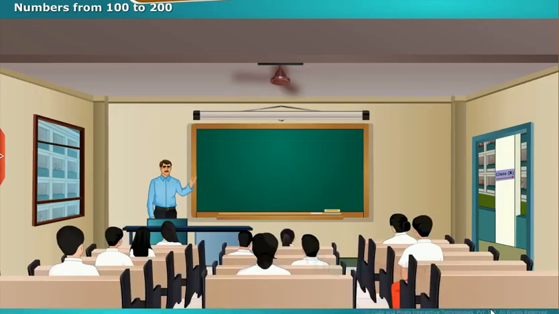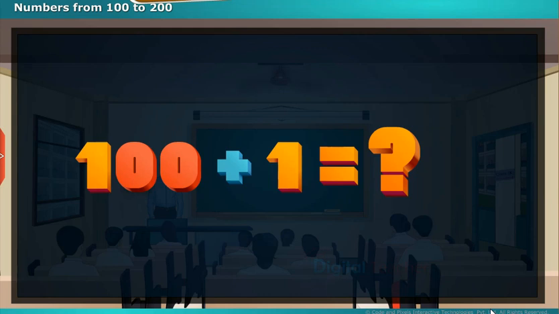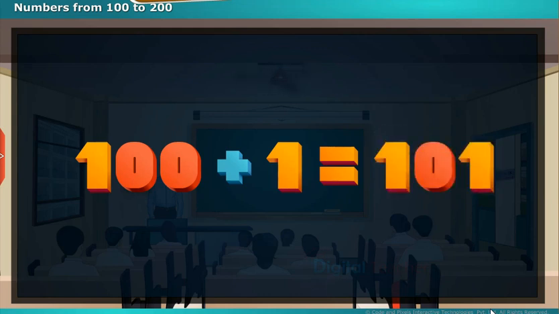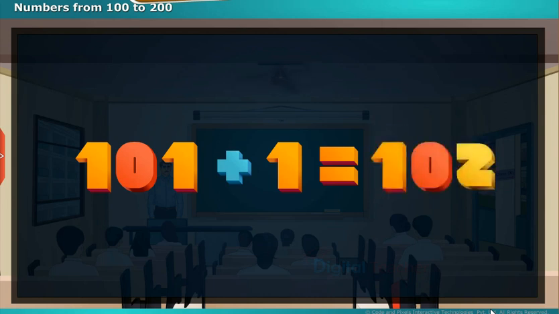Dear students, let us learn the numbers from 100 to 200. As we know, 100 is a 3-digit number. If we add 1 to it, then what is the result? 100 plus 1 is equal to 101. Now, add 1 to the number 101. 101 plus 1 is equal to 102.